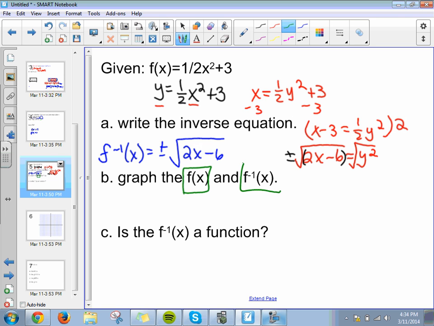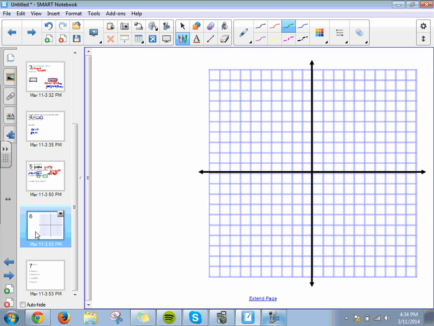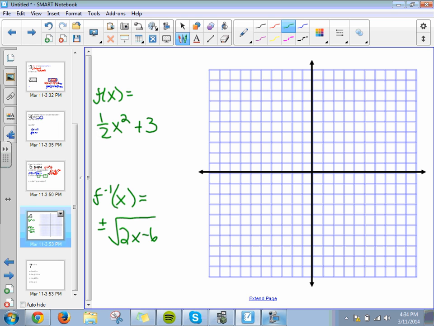Then we want to graph that. So we want to graph the function and the inverse. If we're graphing the function, that'll probably be easiest. So if I go over here, I need to rewrite it. My f of x was 1/2 x squared, I think plus 3. Yes. And then my inverse was plus or minus the square root of 2x minus 6.